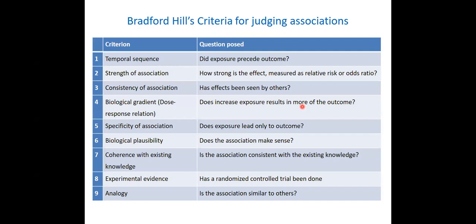These are the criteria Bradford Hill presented. They are arranged according to how important they are. Number one is the most important, followed by 2, 3, 4, like that. The last is the least important. Now, you see the criterion and the question posed. The first on the list is temporal sequence. That is, did the exposure precede the outcome? Look at it, just like what I said before.